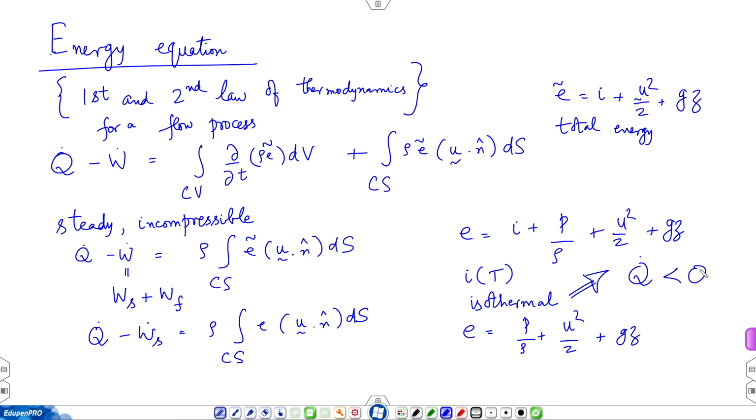Okay. So, here you have to recall this sign notation, that heat added to the control volume is positive and work extracted out of the control volume, like a turbine, let us say, is positive. And of course, the converse would be negative.